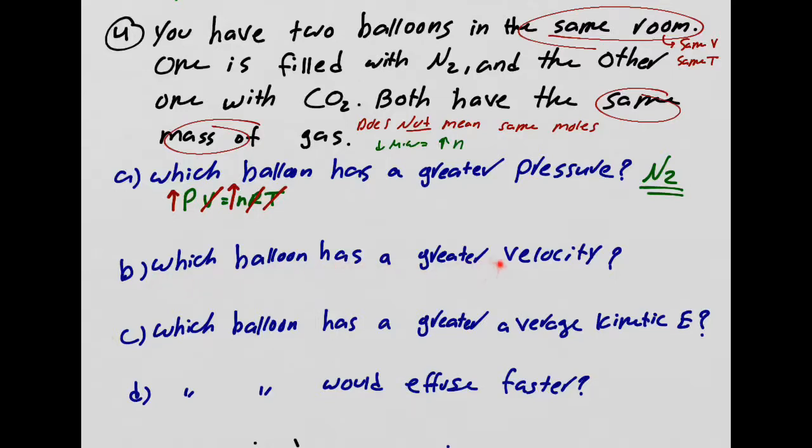Which balloon has a higher velocity? Okay, which balloon has a higher velocity? If you remember, velocity is how fast you can go around. Now, how fast you can go around depends on how light you are. The lighter the atom, the faster it can move around. Same as us, right? The lighter we are, the faster we can move around. So you have to go with the lighter guy, with the one with the lower molecular weight, which would be N2.